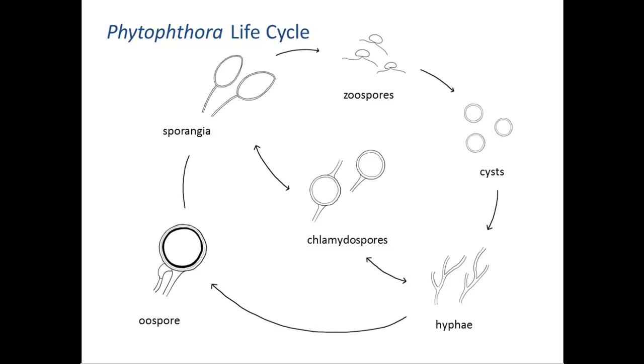When the zoospore comes to rest at the plant surface, it then encysts and gets a cell wall, and then germinates to form hyphae. And then these hyphae can penetrate the plant. And once in the plant, it can then either produce these chlamydospores or oospores again.